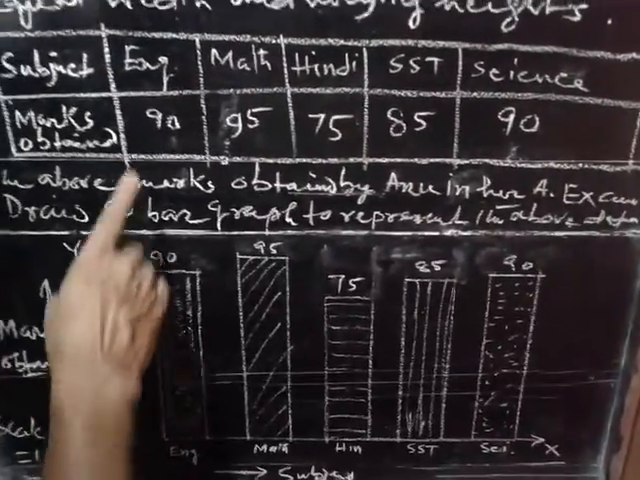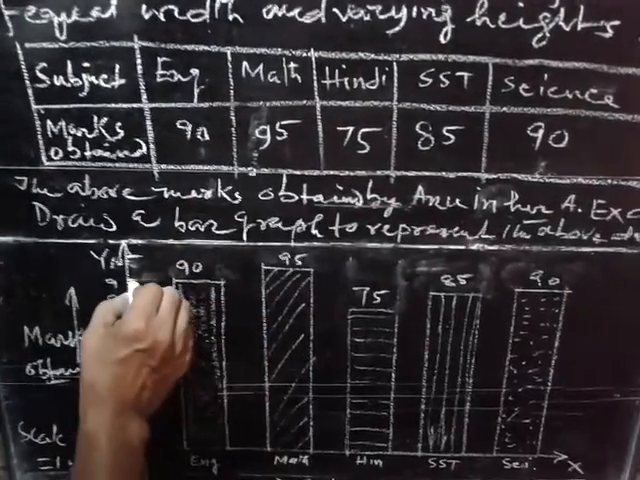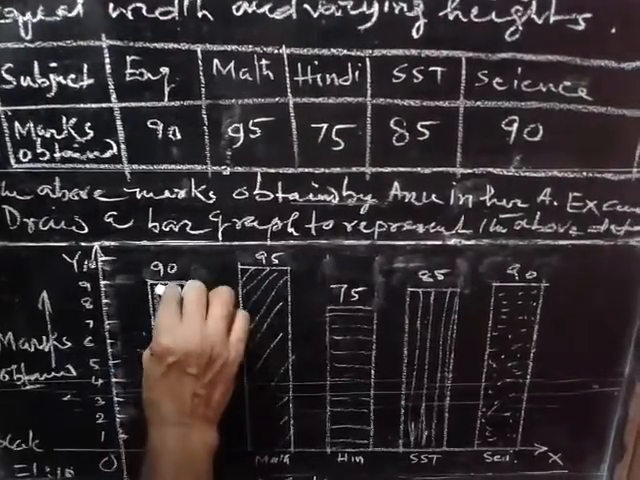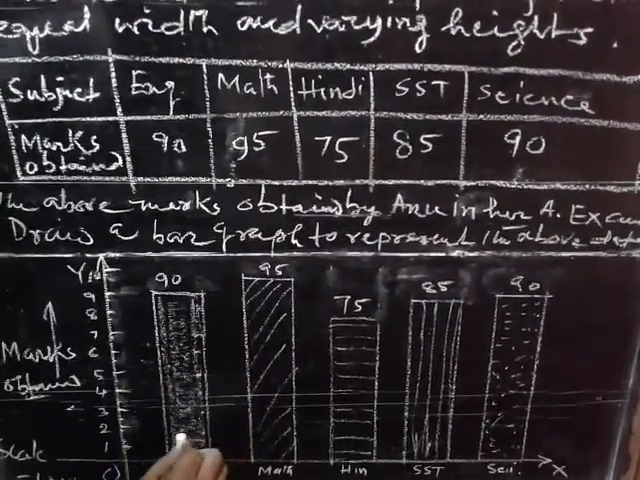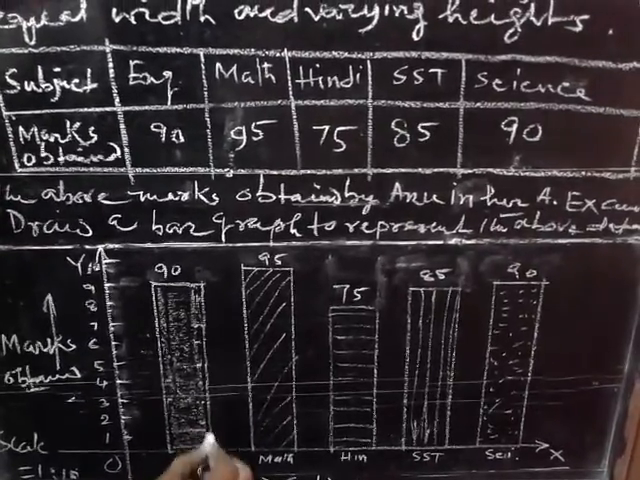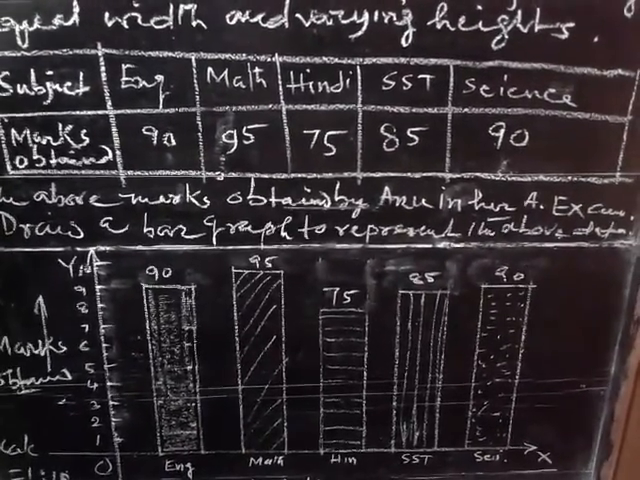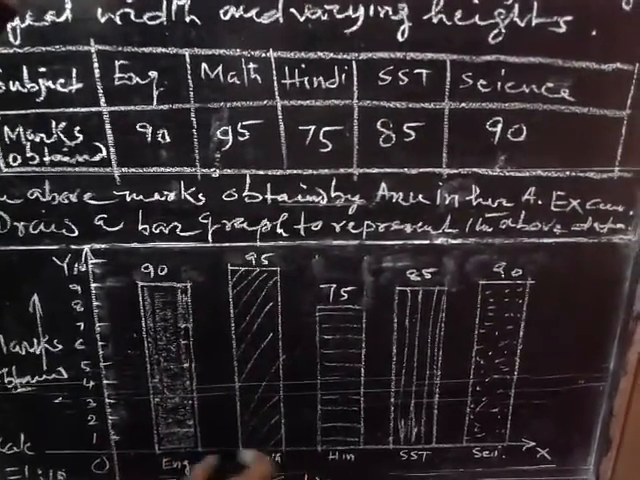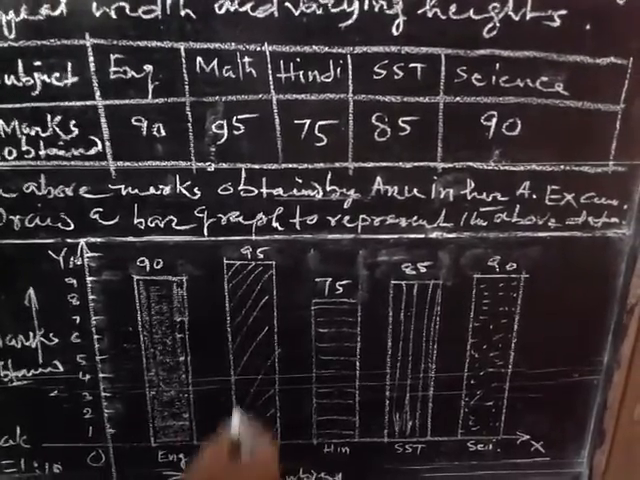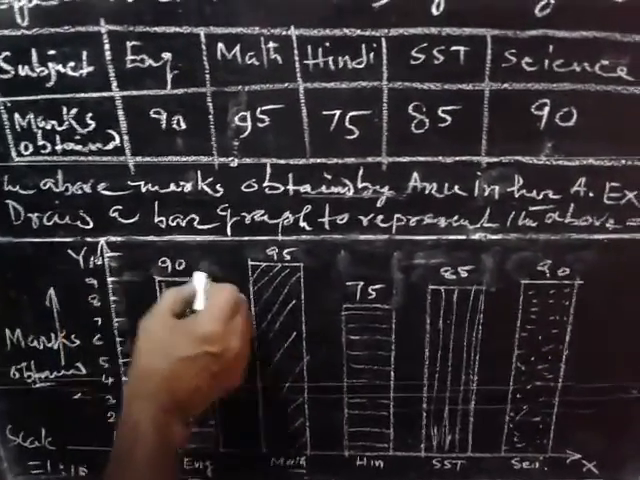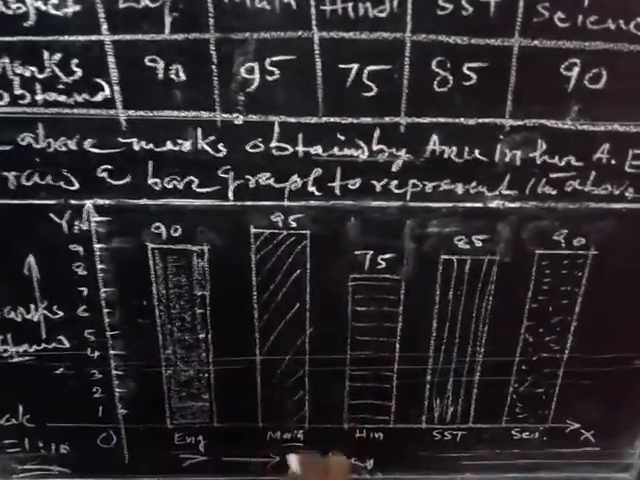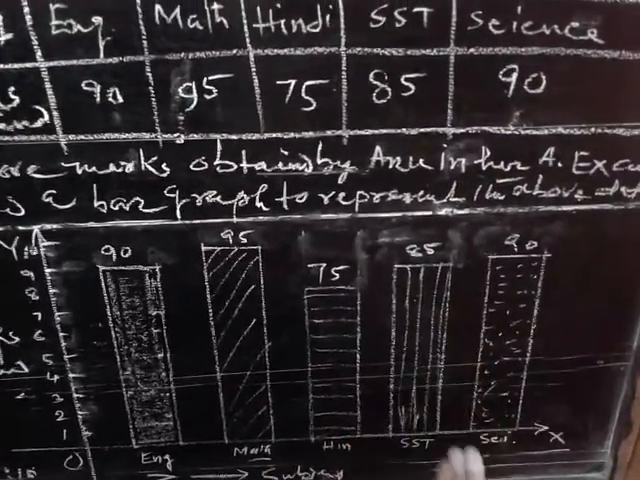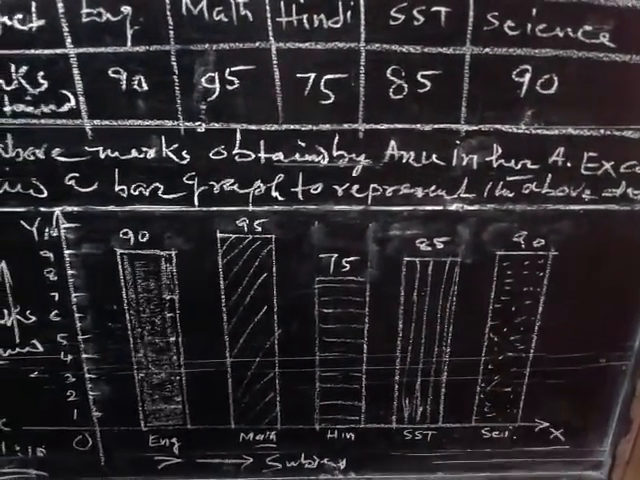So here in English she scored 90, that is 9 into 10, 90. This is the subject English. You do some shading over here, which looks better and signifies the subject vividly. Now in Maths, take equal distance and equal width. This Maths score is 95, in between 90 and 100, showing the score of Maths. In this way, Hindi, SST and Science can also be represented the same way.